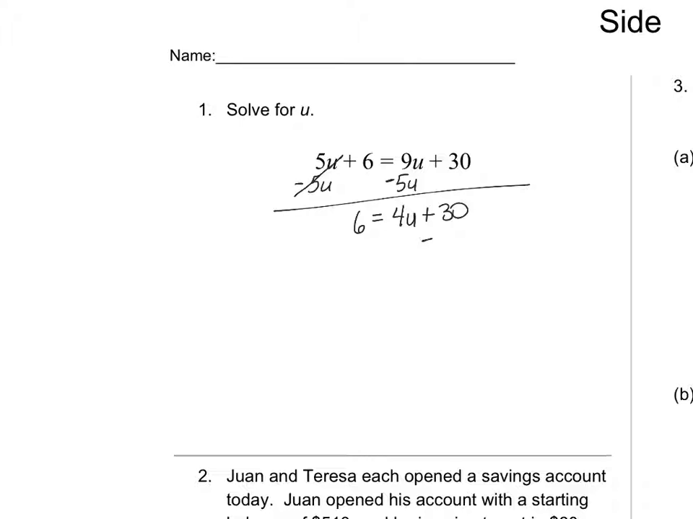Now I just solve the equation the way I do any other. Subtract 30 from both sides. Get negative 24 equals 4u. Divide both sides by 4. You get that negative 6 equals u.